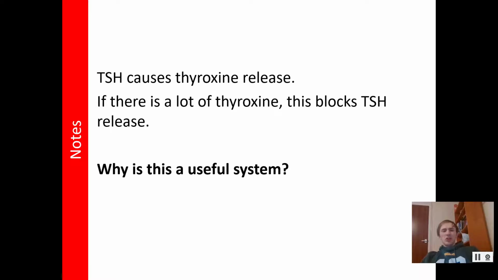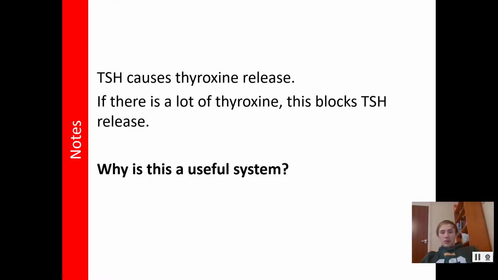TSH, and I actually don't want you to write this down at this point. It says notes, I'd like you not to write this down. TSH causes thyroxine to be released. But another fact is, if you have a lot of thyroxine, it blocks TSH's release. So TSH increases thyroxine, thyroxine decreases TSH. Why might that be useful is the question I want you to think about for a second. Why might it be useful for thyroxine to actually block TSH?